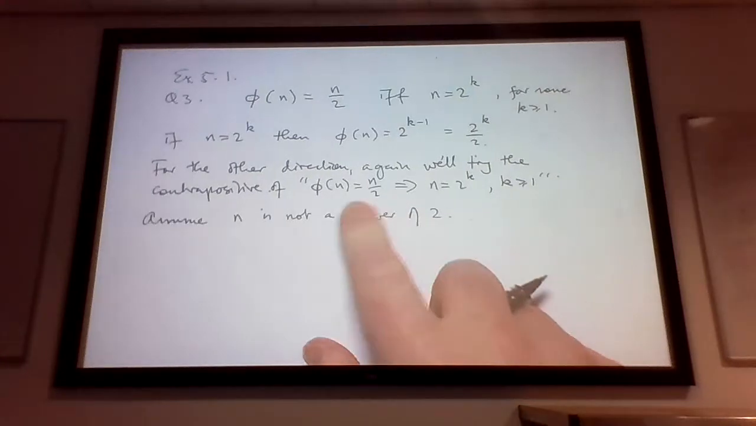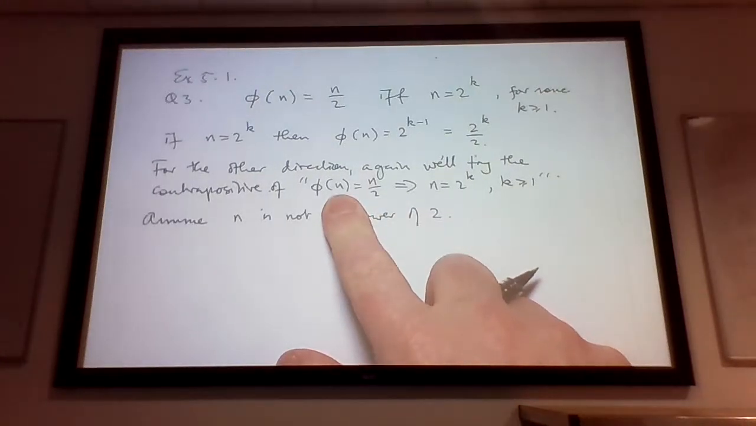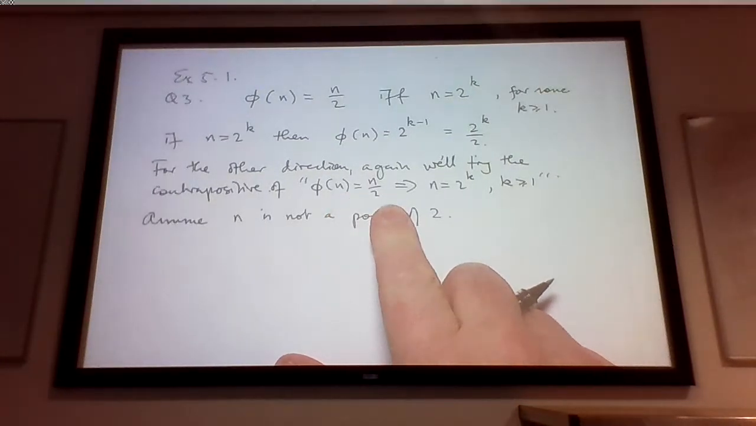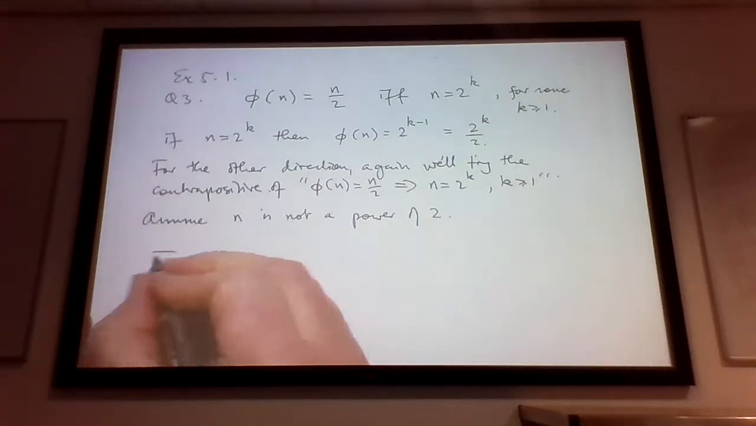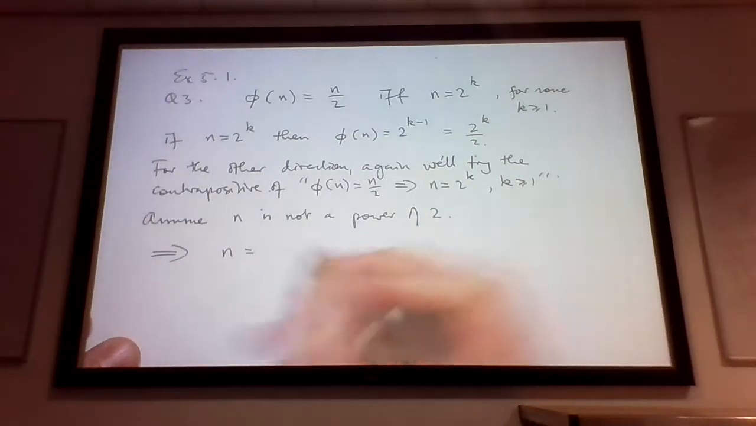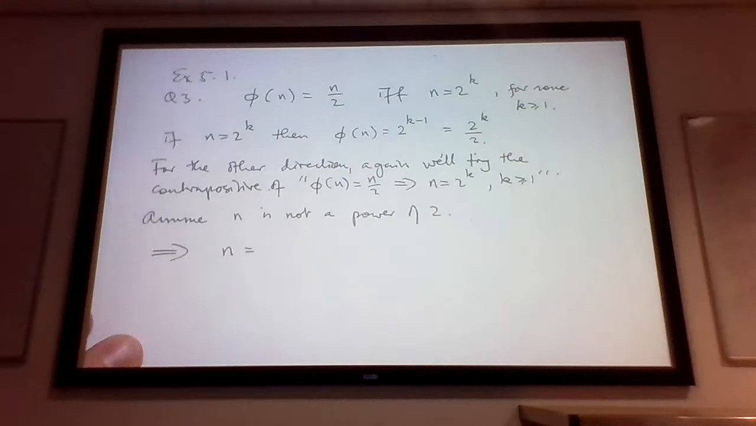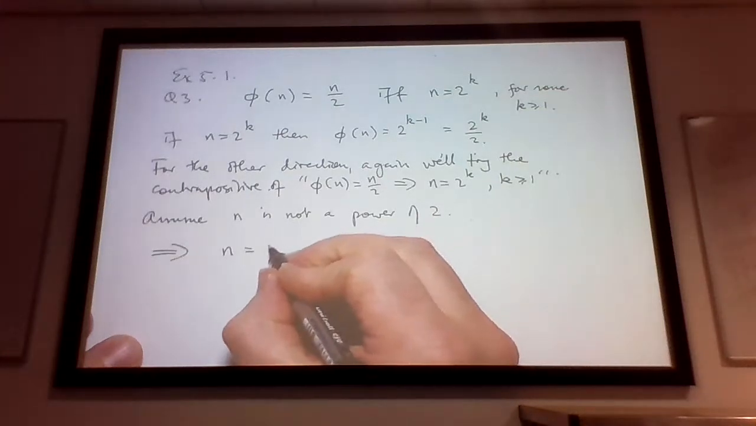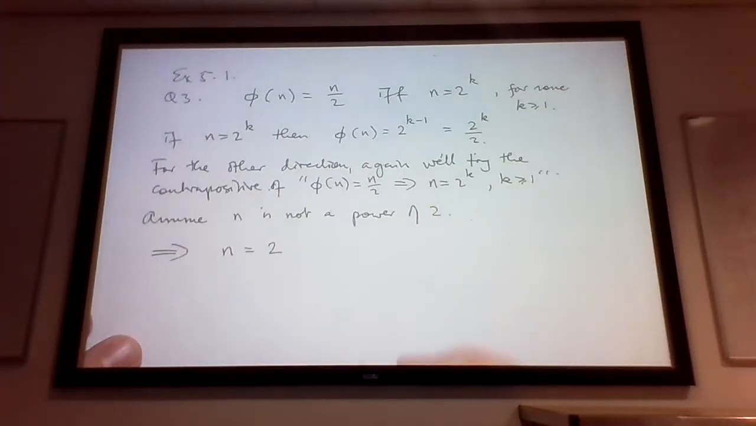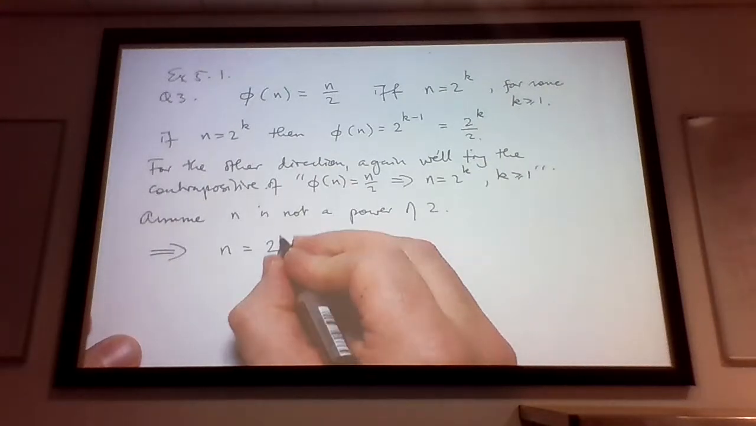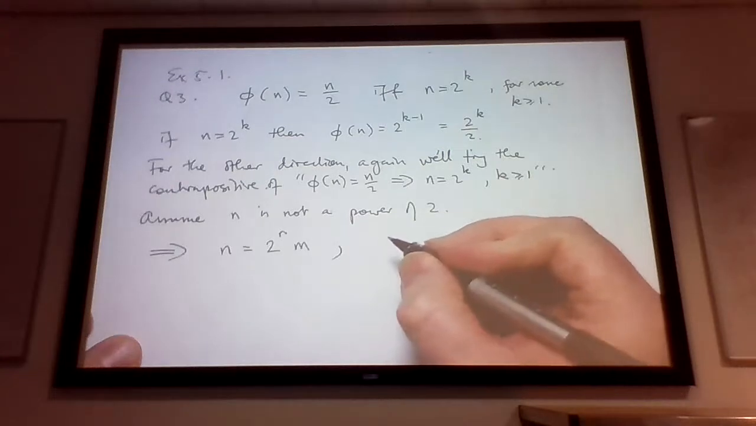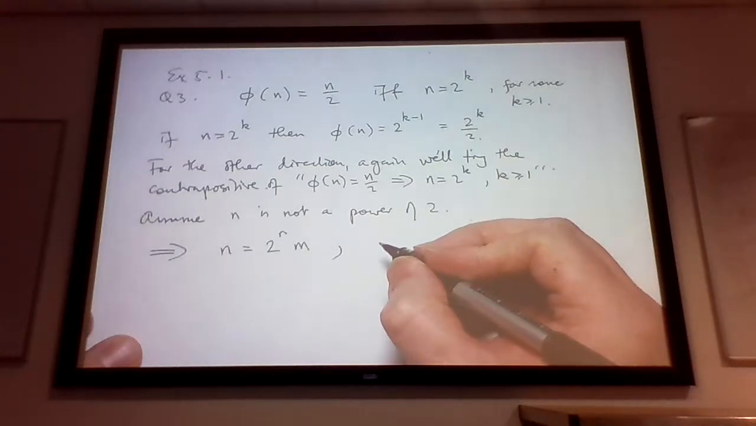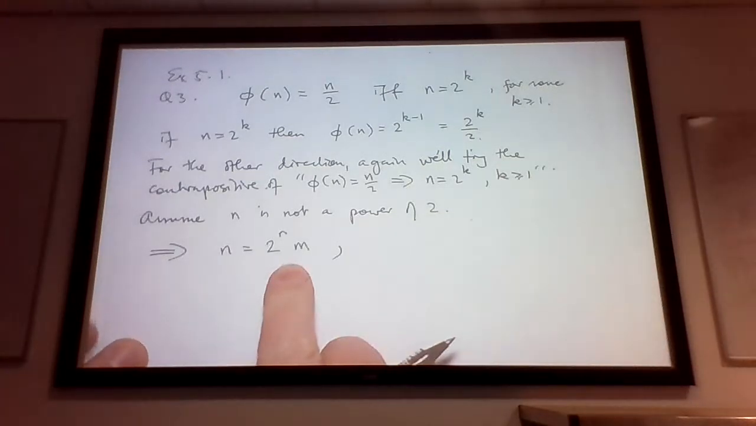And now we're going to prove that phi of n is not n over 2. So if n is not a power of 2, what does that mean? That implies we can represent n, and this is the guidance you're given in the question, as 2 to the r times an m. Now, you can always represent any number like that.